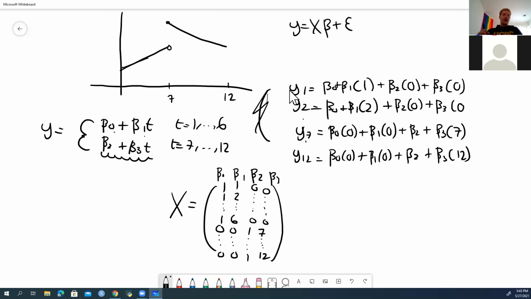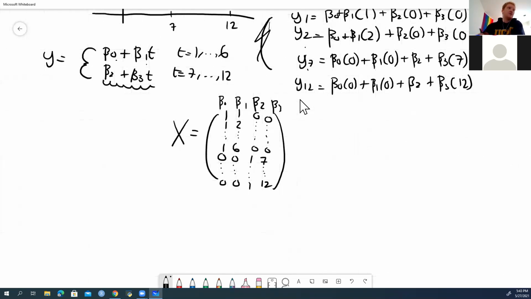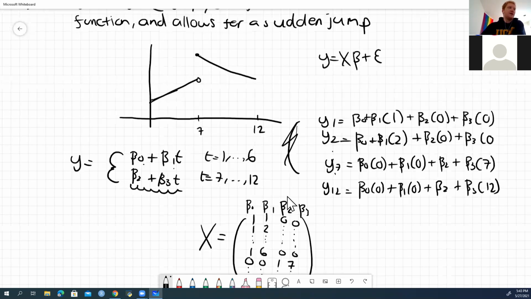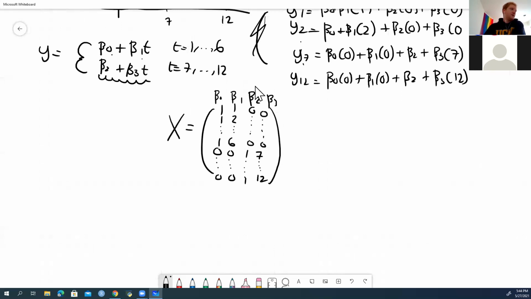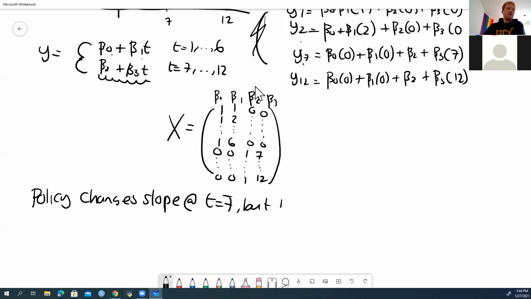Okay, so then what your homework actually asks is, what if we have this case where the slope changes at t equals a certain time, but they have to intersect? So notice how these didn't necessarily intersect. But let's say we want to do it where the policy changes slope at t equals 7, but they intersect, but no sudden jump.